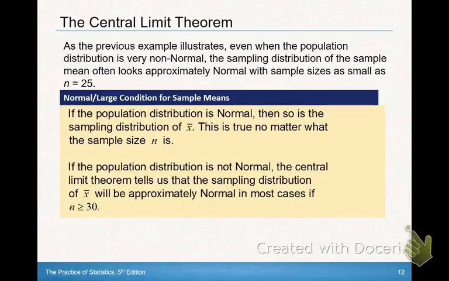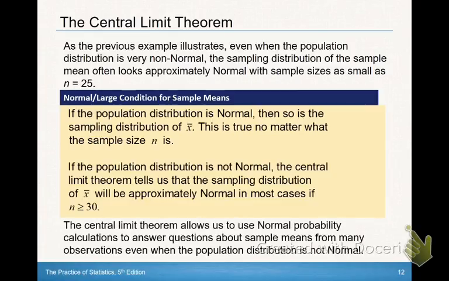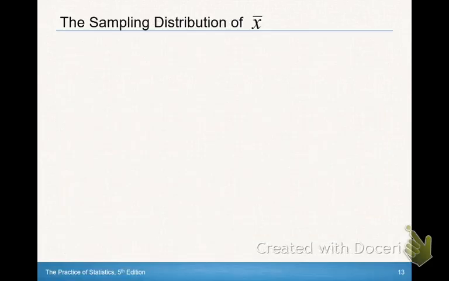If the population distribution is normal, then so is the sampling distribution of x bar. This is true no matter what the sample size is. If the population distribution is not normal, the central limit theorem tells us that the sampling distribution of x bar will be approximately normal in most cases if n is greater than or equal to 30. So that's a rule that we have to remember. The central limit theorem allows us to use normal probability calculations to answer questions about sample means from many observations, even when the population distribution is not normal. Very powerful.